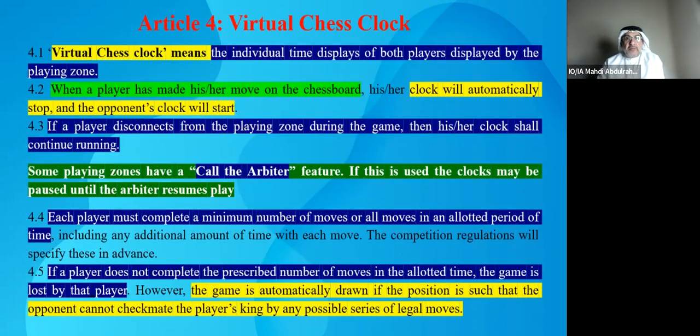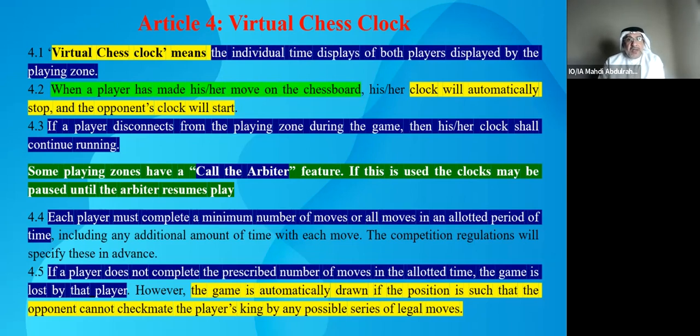Virtual chess clock means the individual time display for both players, displayed by the playing zone. When a player has made his move on the chessboard, the clock will automatically stop and the opponent's clock will start. If a player disconnects from the playing zone during the game, then his clock shall continue running. So the arbiter cannot stop the clock for the player. He has to try his best to return back.